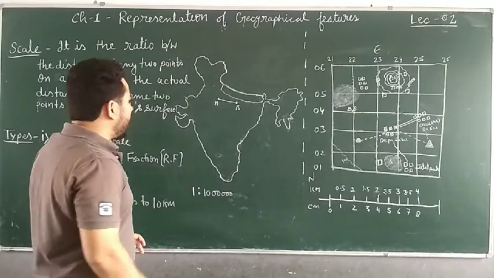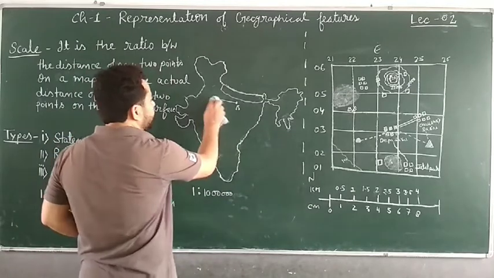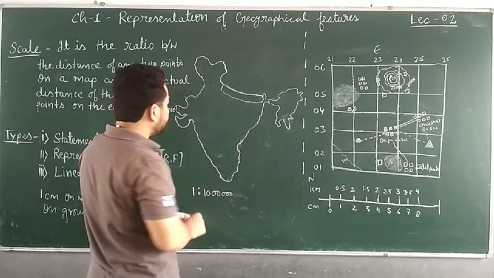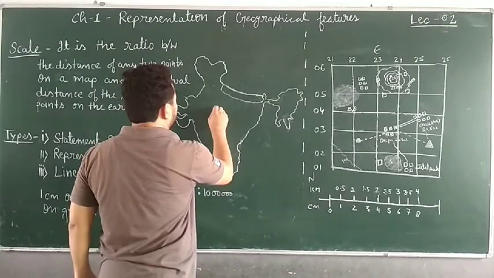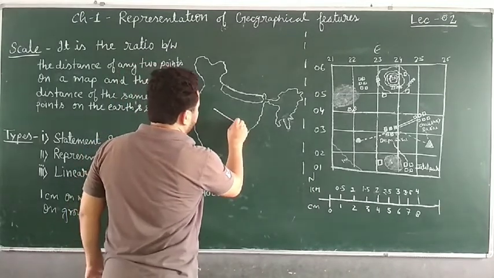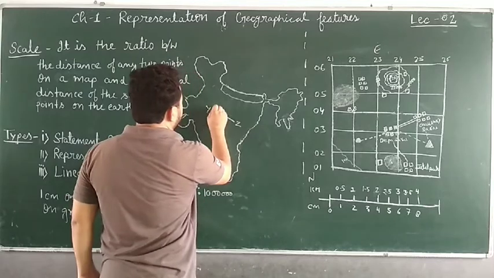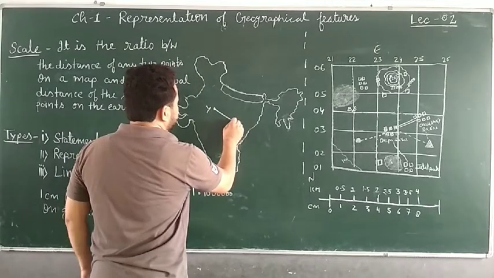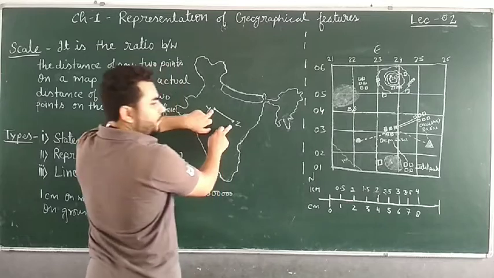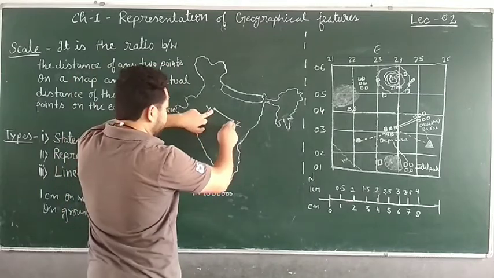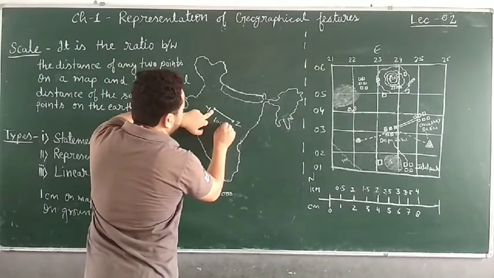So suppose you are measuring the distance between the two places Y and Z, and you measure that distance with the help of a scale, and it comes to 10 centimeter.